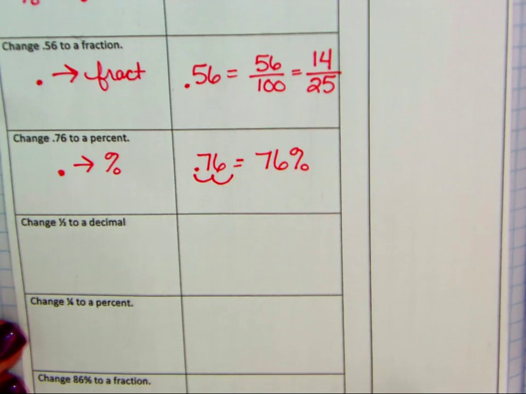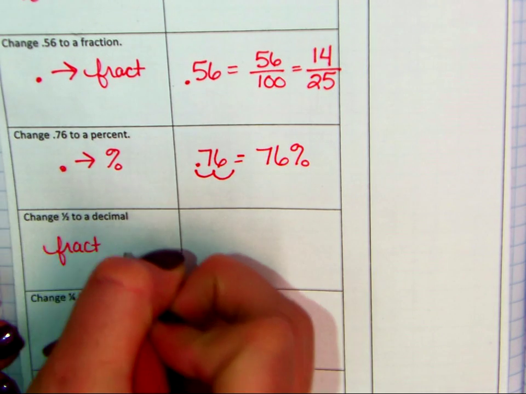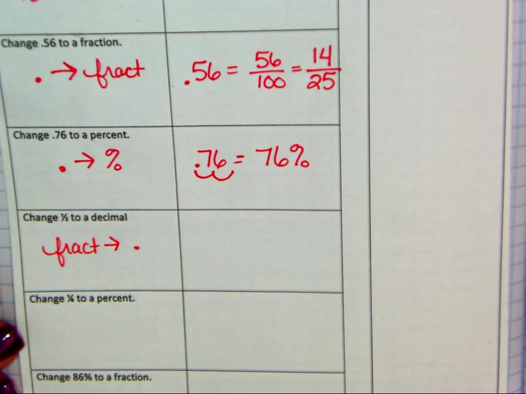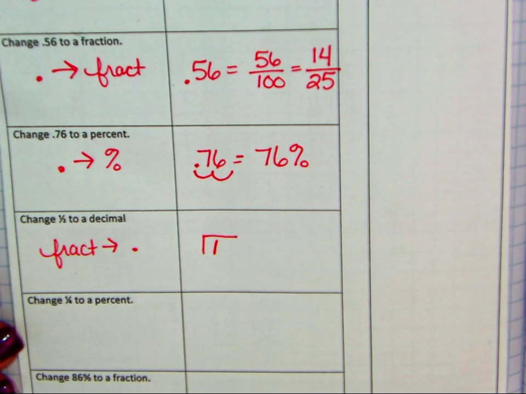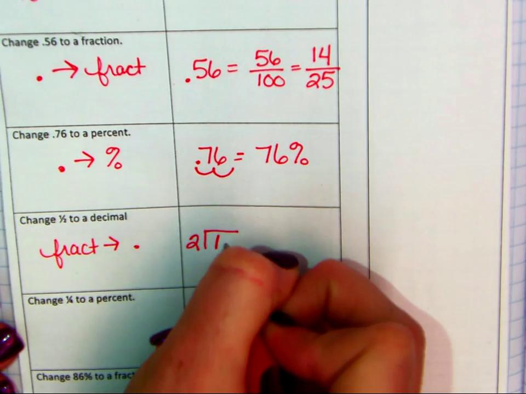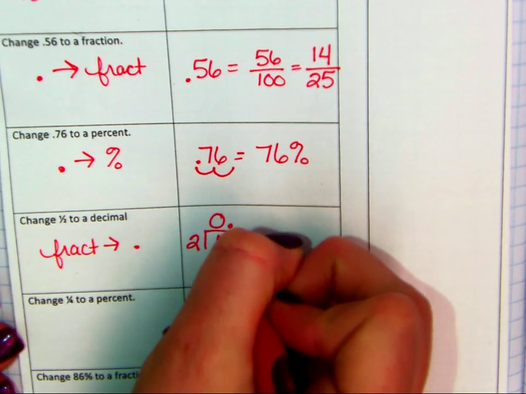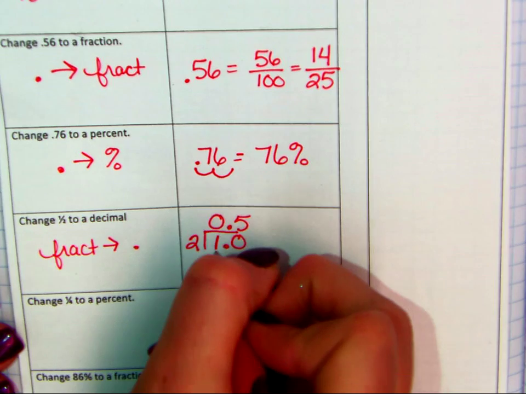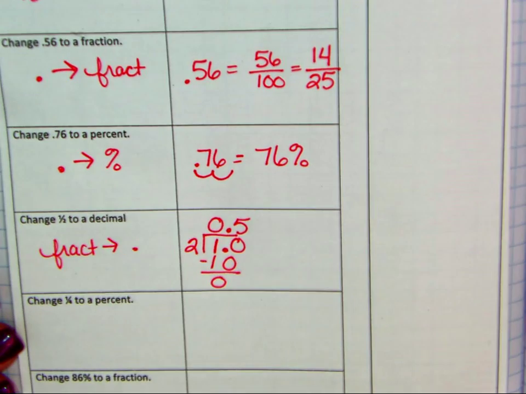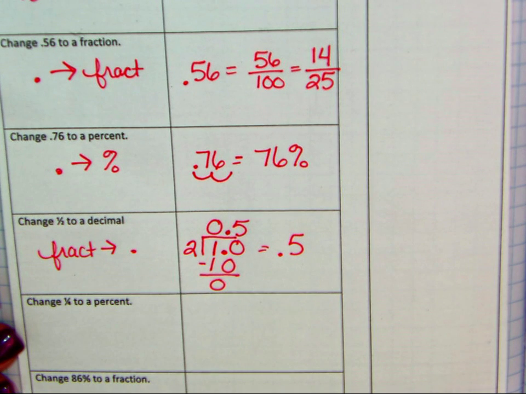The next one. Change 1/2 to a decimal. So we're going from fraction to decimal. Okay, so we're going to have to divide on this one. We put our numerator inside. We put our denominator outside. 2 cannot go into 1, so we're going to put our decimal places in. Add a 0. 2 goes into 10 5 times. 5 times 2 is 10. Subtract, and we get 0. So we end up with 0.5 or 5/10.